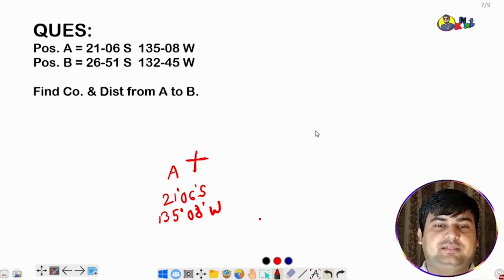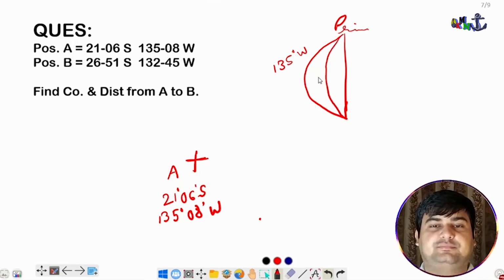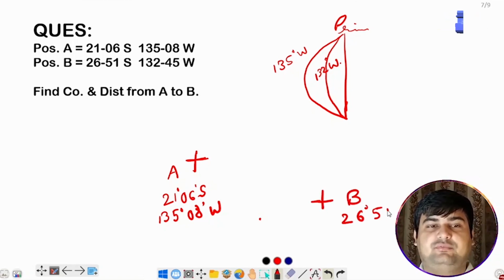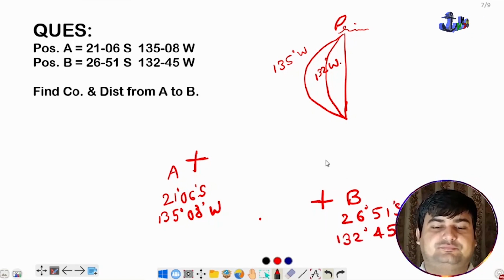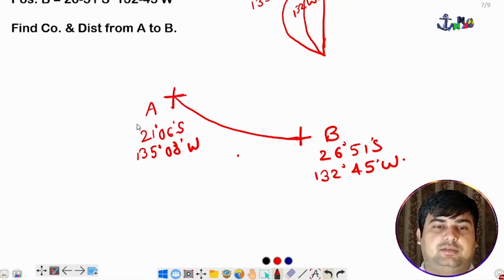So it is definitely east of A, because suppose this is the prime meridian. So 135 degrees west is here. 135 degrees west. So 132 degrees west will be somewhere here. Okay. So we come to know that this point is lying somewhere here. So this is B, that is 26 degrees 51 minutes south and 132 degrees 45 minutes west. We will join these two. Okay, we have joined these two.